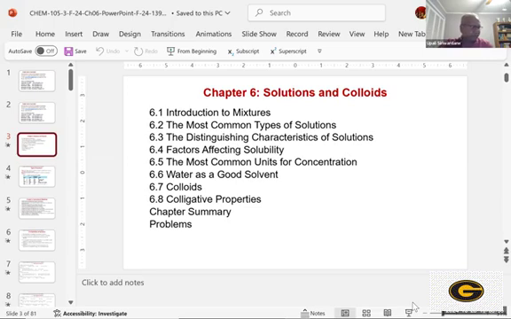Heterogeneous mixtures are complex. They are separated into their components before studying them. Therefore, we mainly find homogeneous mixtures in the form of solutions and colloids as the important types of mixtures. The most common types of solutions, we're going to look into that.